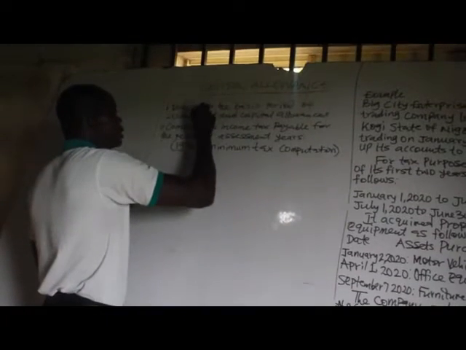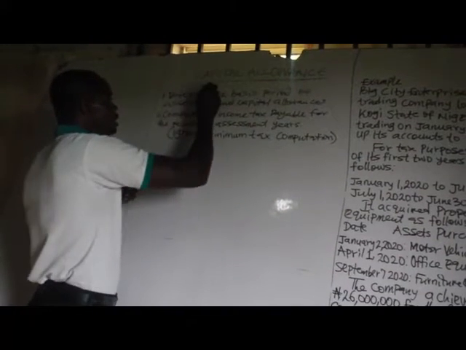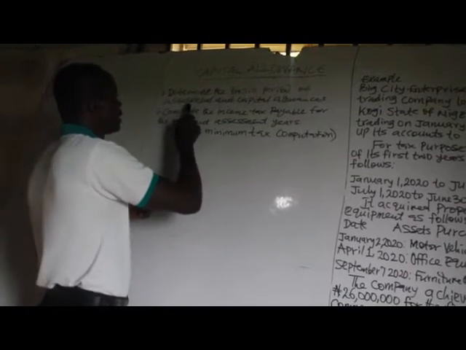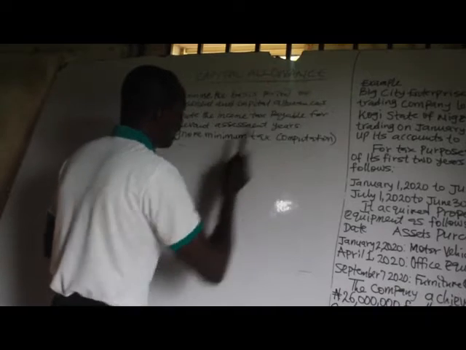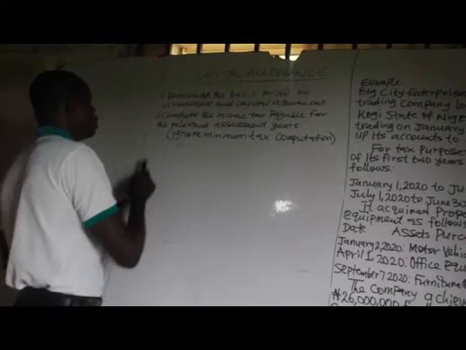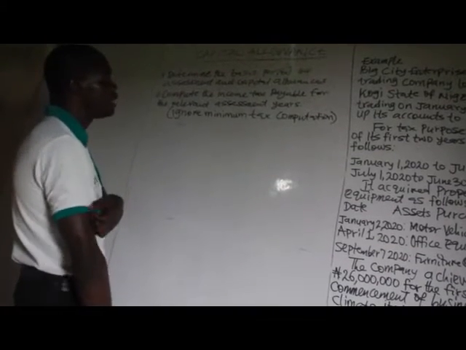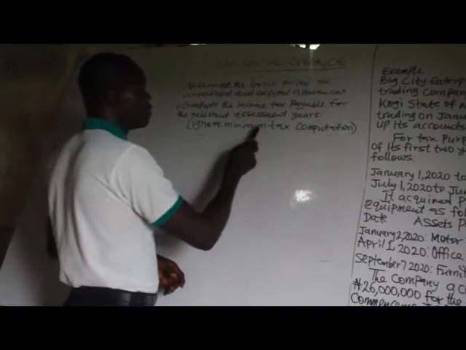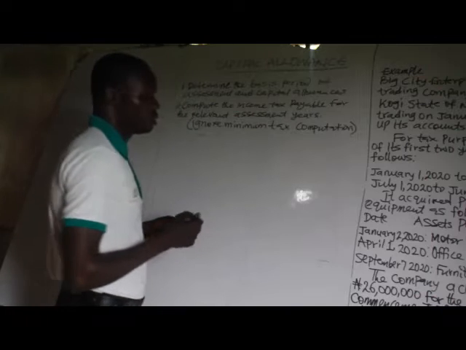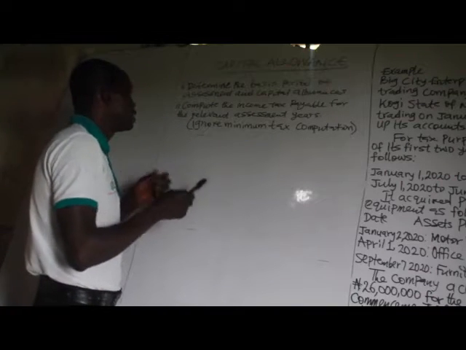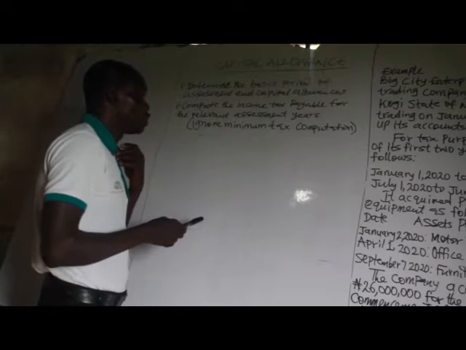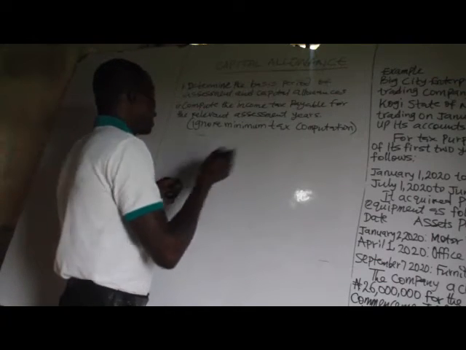Determine the basis period of assessment and capital allowances. 2. Compute the income tax payable for the relevant assessment years. Ignore minimum tax computation. So this question is obtained from Taxation, ICAN, May 2022. So now let's have the solution.